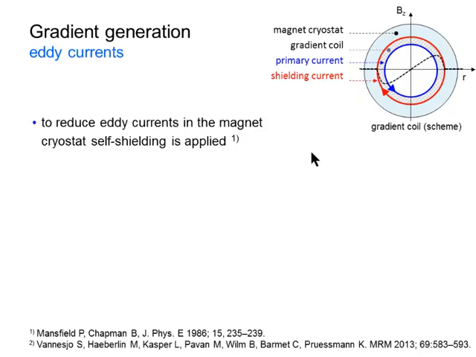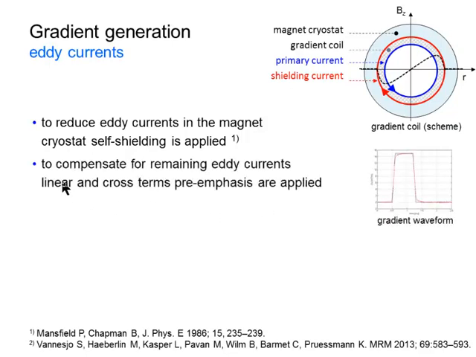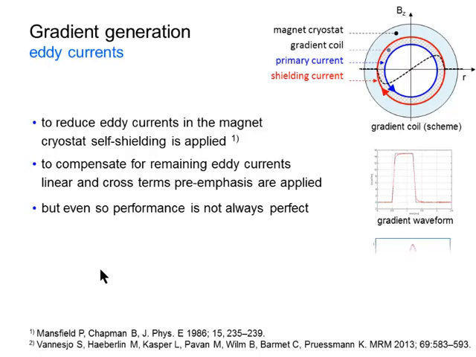anti-synergetic setup, we are reducing the efficiency of a gradient coil, but we do this in order to improve the performance of the coils. But even doing that, and also applying some linear and cross-term pre-emphasis to make the gradients faster and to cope with residual time constants, gradients are never perfect. We are able to measure this. We see some little slopes, some little deviations from the should-bes, but this can be taken into account.